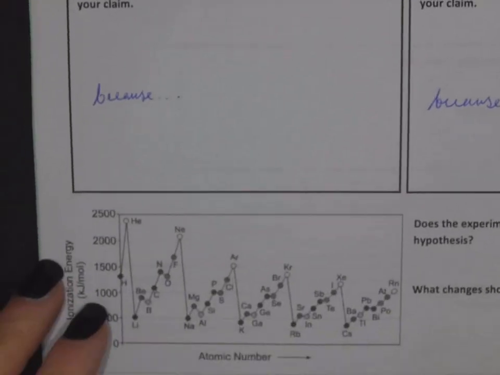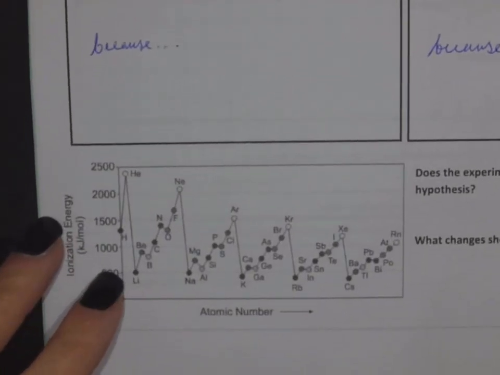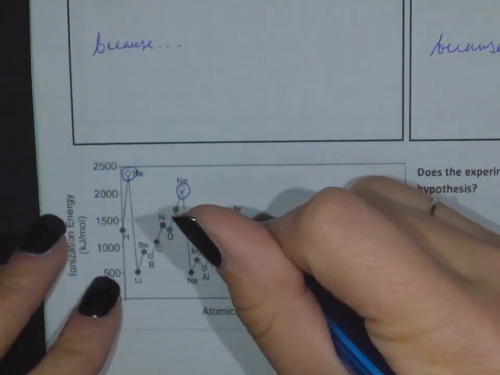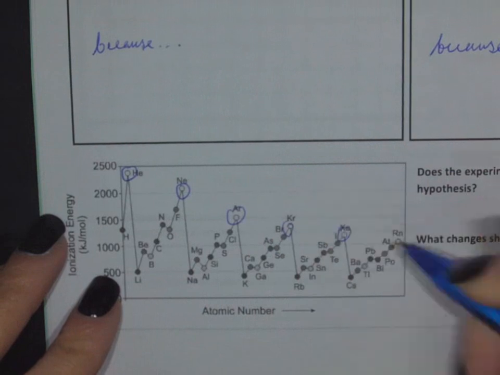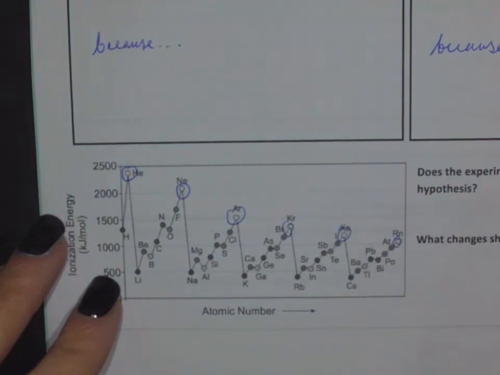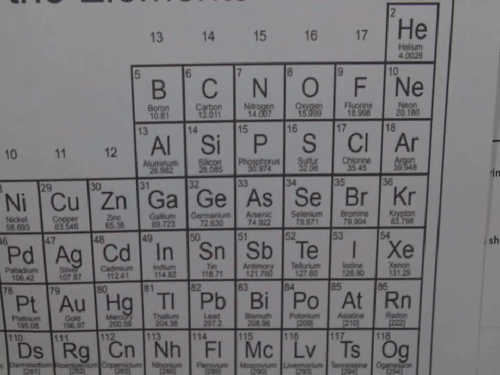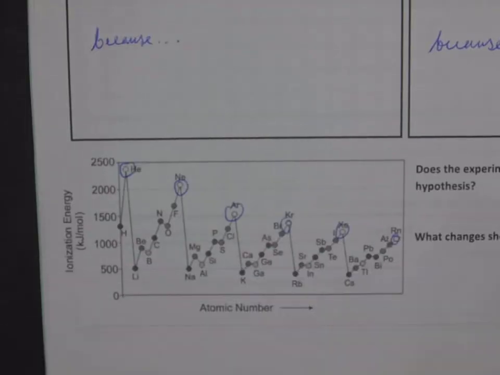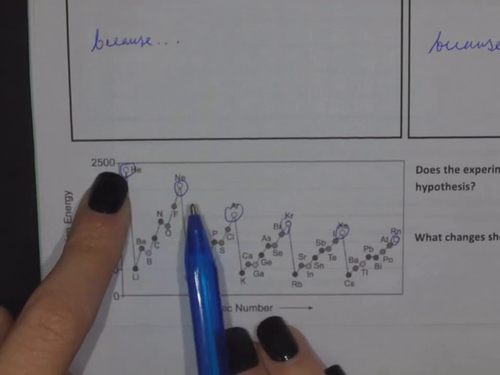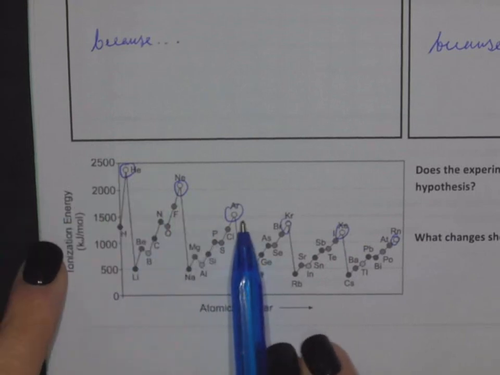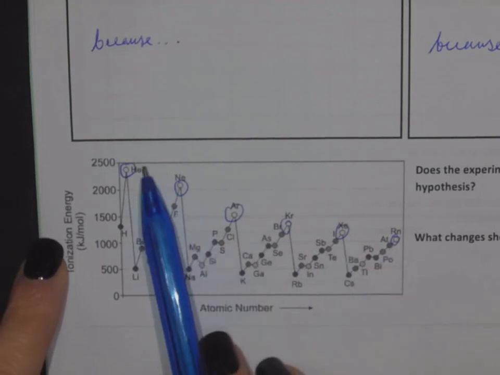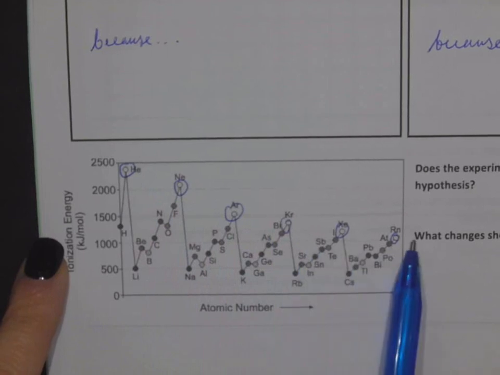Okay, now that we have those, let's look at our experimental evidence. You know what's really easy to see is these noble gases. Like here's helium, there's neon, argon, krypton, xenon, and radon. And as we went down a group, we decreased in ionization energy. So going down a group, the trend is decreasing in ionization energy.